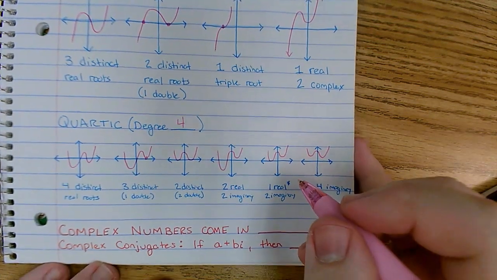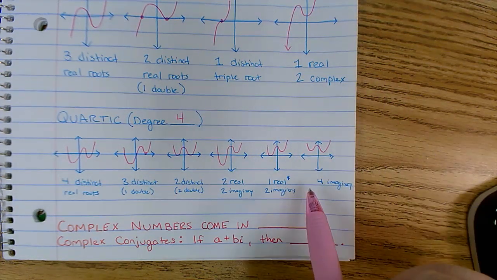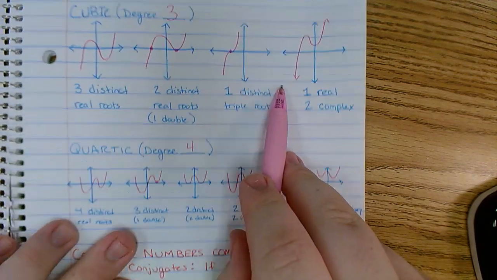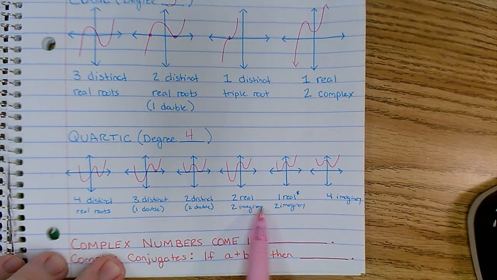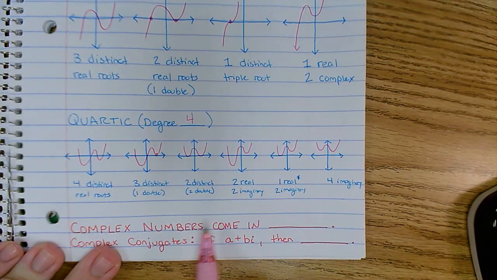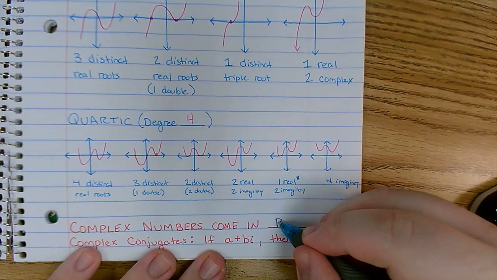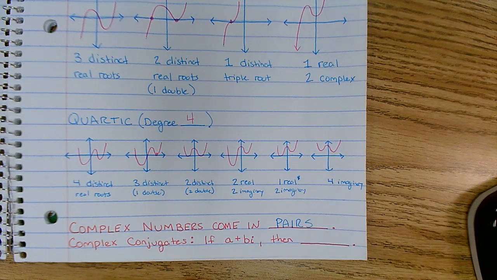Now, if you've noticed, I've only ever written complex or imaginary in even numbers. Two imaginary complex solutions. One real, two complex solutions. Two imaginary or complex. Four imaginary or complex. Complex numbers come in pairs. There is no way you can have one complex root and only one. If you've got one, you have to have two.